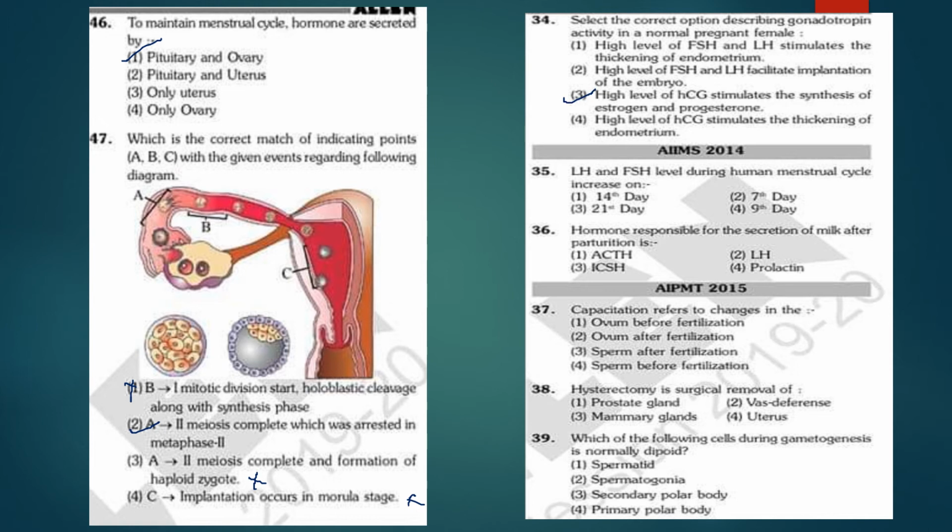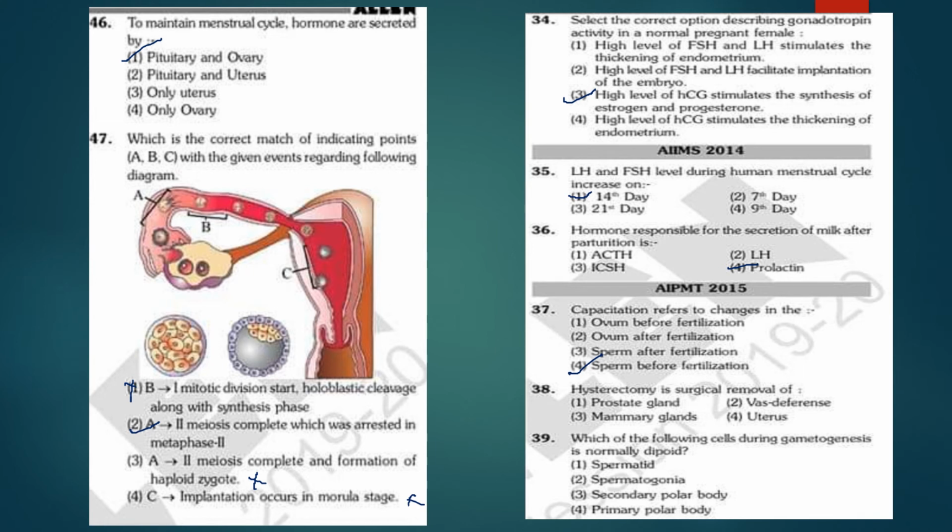And next, LH and FSH levels during the human menstrual cycle increase at the time of ovulation. Ovulation day is the 14th day. So it usually increases on the 14th day. Next question is 36. The hormone responsible for secretion of milk after parturition is the prolactin hormone. Direct question. Capacitation refers to changes in the sperm head before fertilization, in order to fertilize the ova.